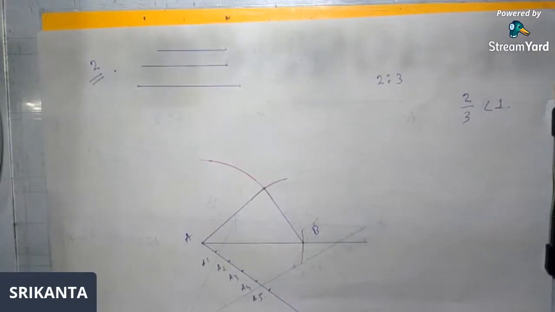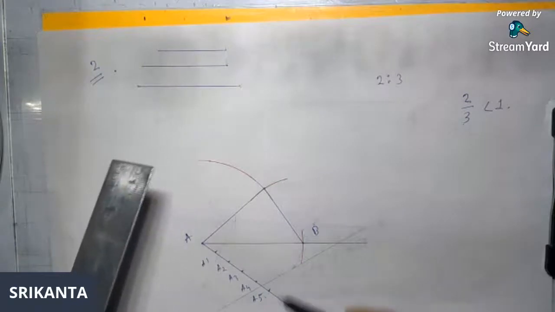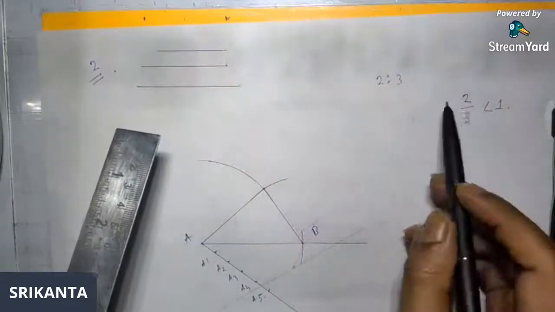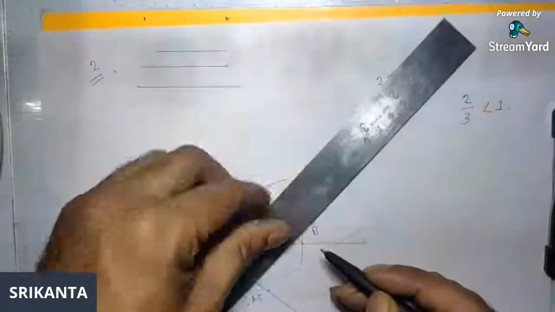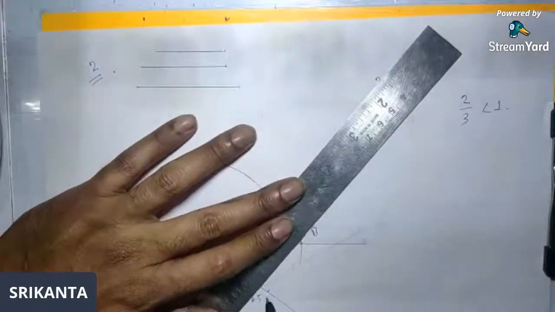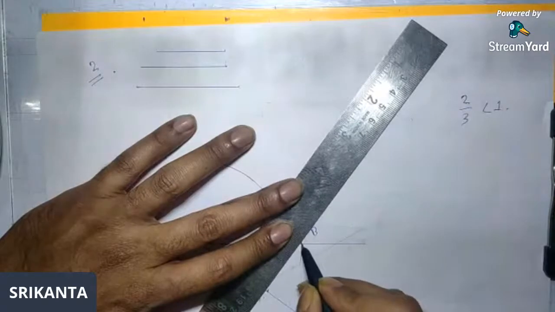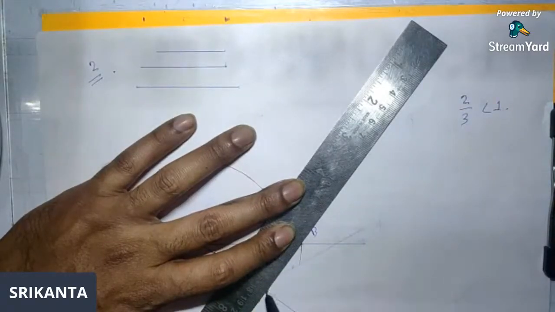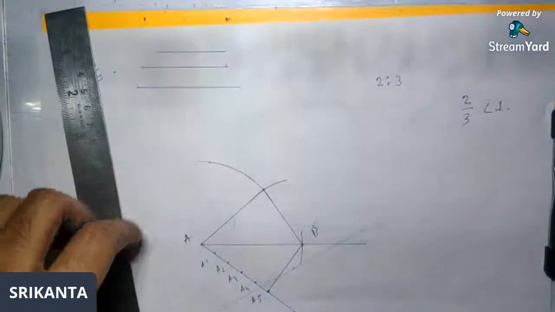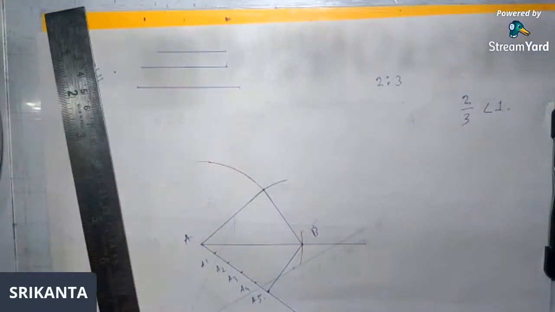Now what to join? Which point should we join? We have to join B with the last one, right? 2 plus 3 is 5. So we are joining the fifth point with B. So now join fifth point with B. Clear? Then what we had done previously, we will do it here also.